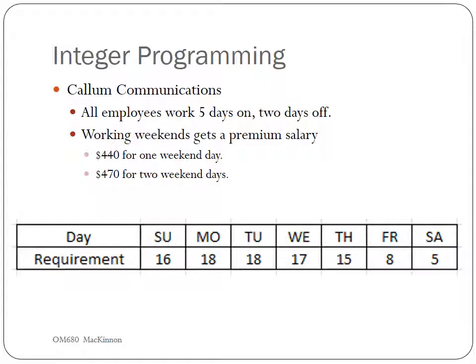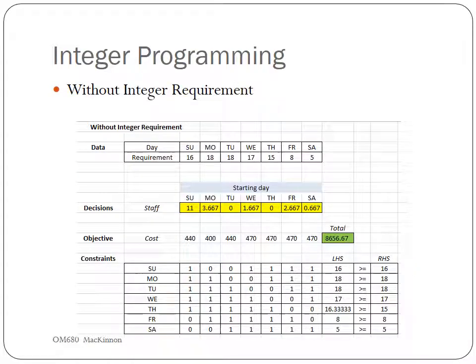So let's take a look at a company called Callum Communications. All the employees work 5 days on and 2 days off, and working weekends gets the workers a premium salary. They get $440 for one weekend day and $470 for 2 weekend days. Here are the days of the week and the requirements that we have for workers on each of those days. So without the integer requirement, we simply lay this out like a staff scheduling problem. We've done this kind of thing before.